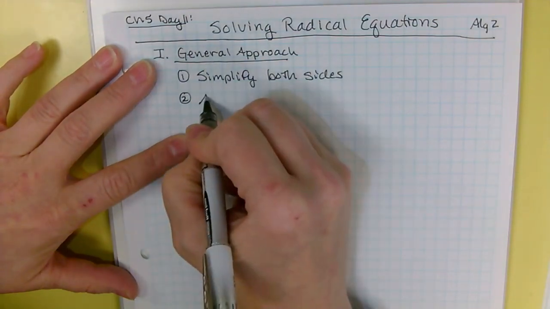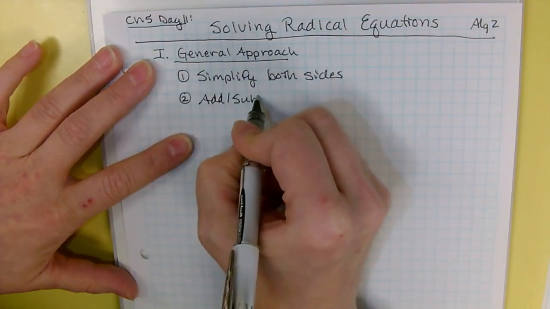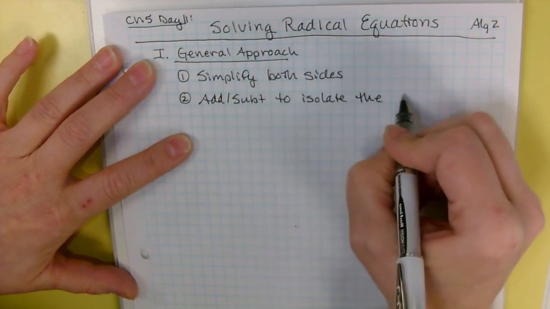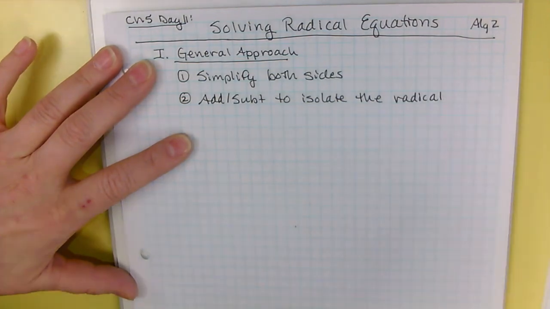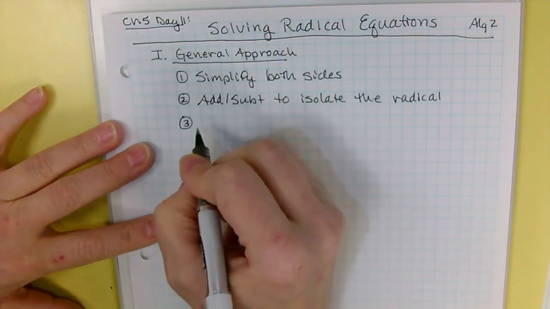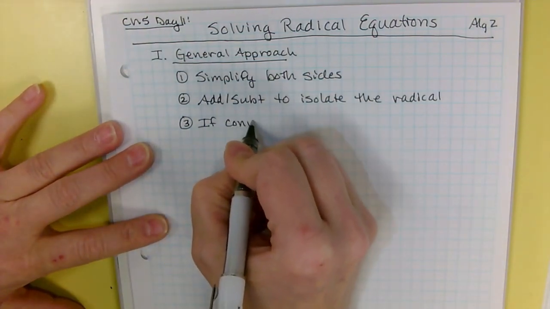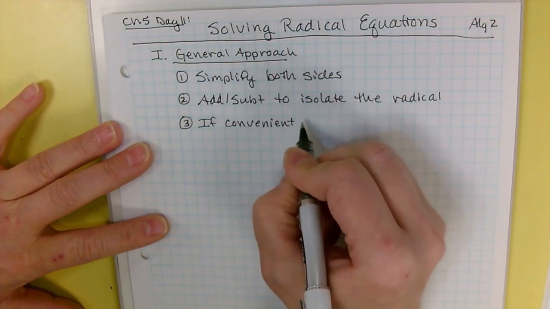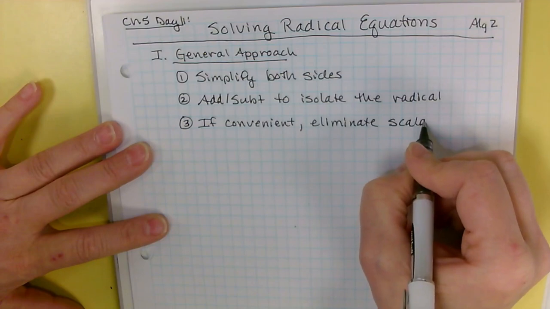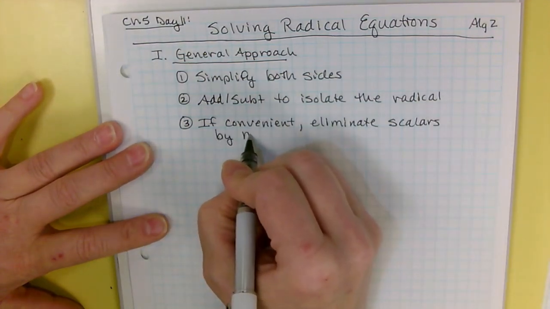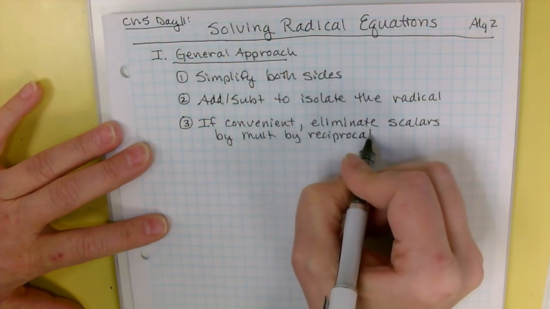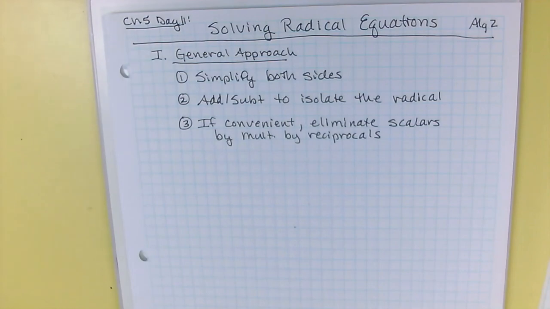Step two, this is where you're going to add or subtract to isolate the radical, which means it will be alone on one side. Number three, if convenient, so you get to decide if you do this or not, eliminate scalars by multiplying by reciprocals. So you kind of have to decide if it's worth moving it or not.